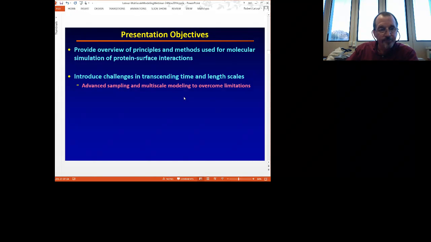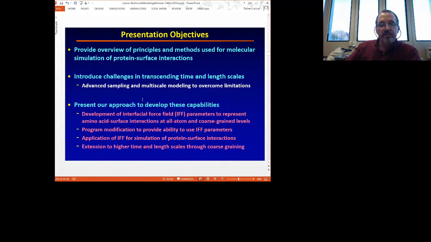length scale issues. And our present approach to develop these capabilities is first to develop an interfacial force field. These are the parameters that control the interaction between the proteins and the material surface. Presently we've been focusing on all-atom methods for this, and we're planning on extending this to the coarse-grained level to extend our length scales. And then we've worked on program modification to let us use these interfacial force field parameters.